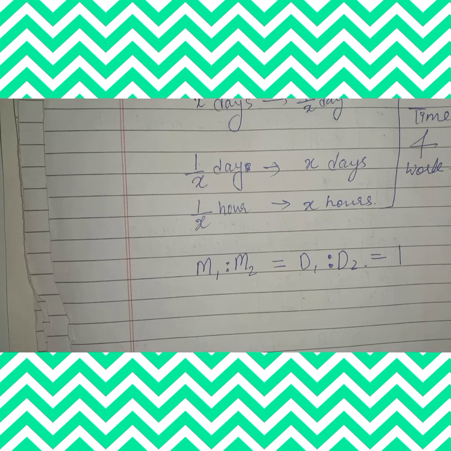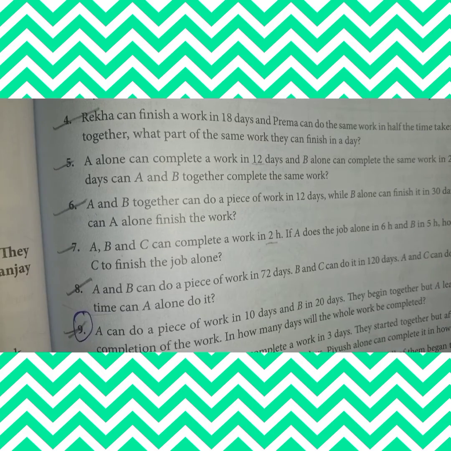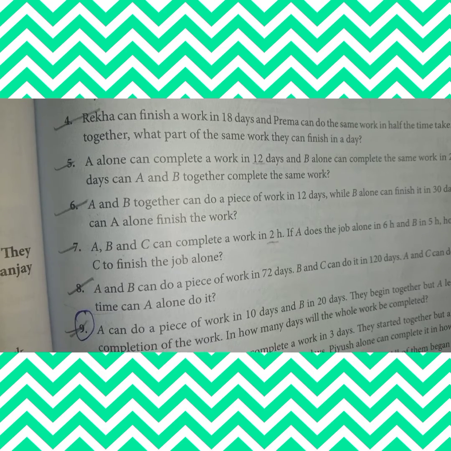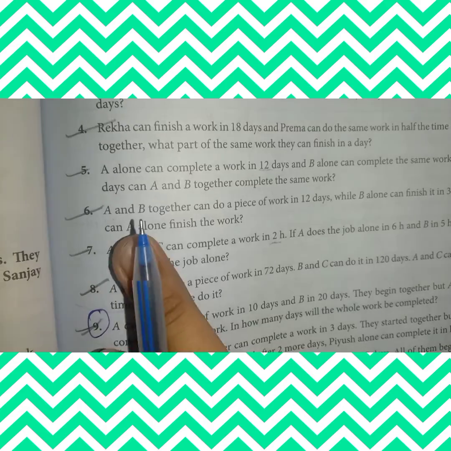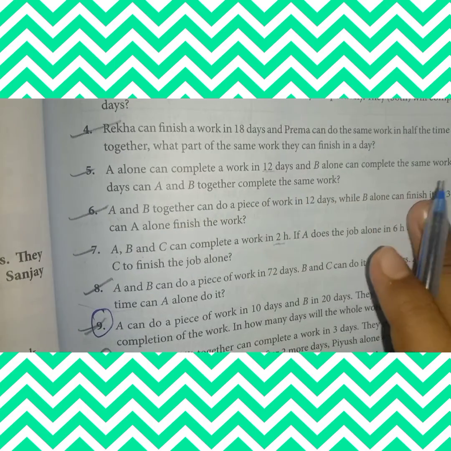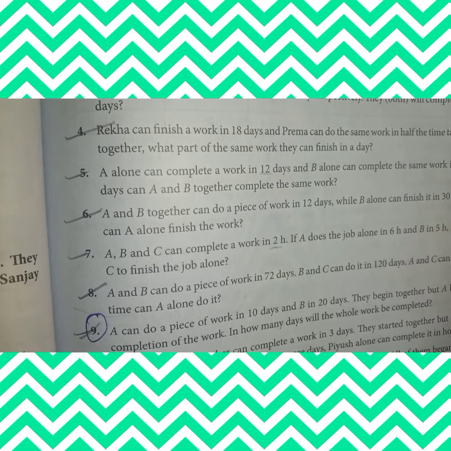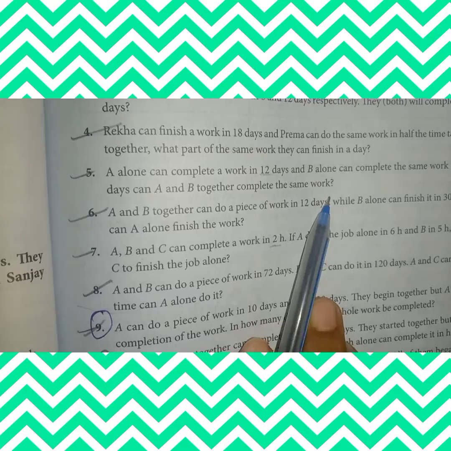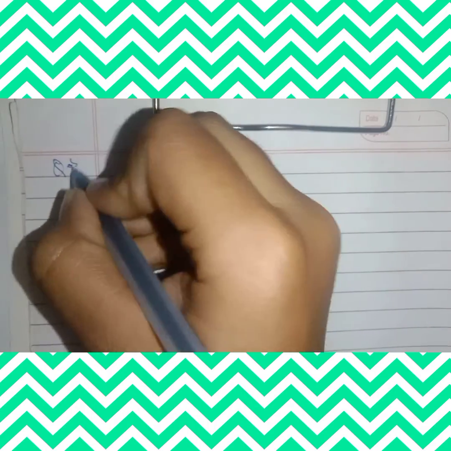Now I am going to explain a question from this chapter, the fifth question. A alone can complete a work in 12 days and B alone can complete the same work in 24 days. In how many days can A and B together complete the same work? So number 5, I am going to explain that.